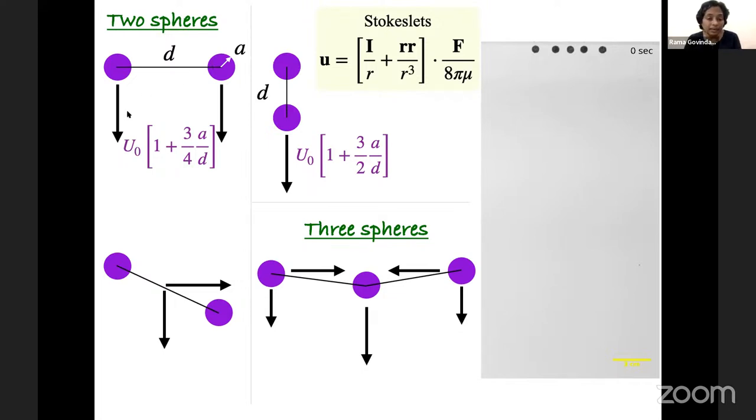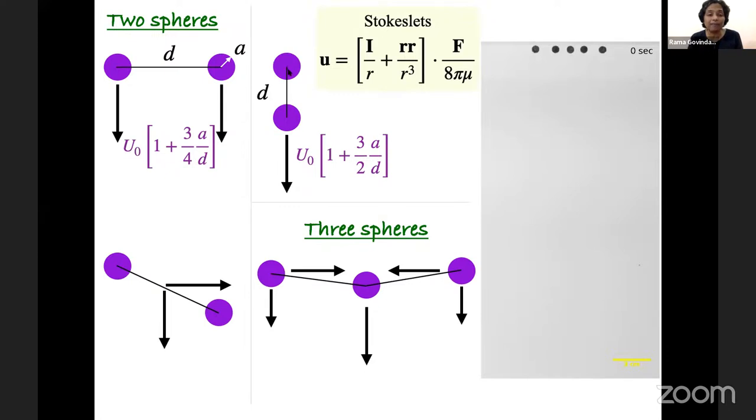Now, this formula is derived from pretending, for each sphere, that the other one is a point force, and that point force is basically pointing in the gravity direction, its reduced weight going down. And this is the famous formula for the Stokeslet, where you get the velocity. R is now going to be d in this case, and I is the identity matrix. So this is how it works, with mu being the viscosity. And you can very quickly work out that this is indeed the case.